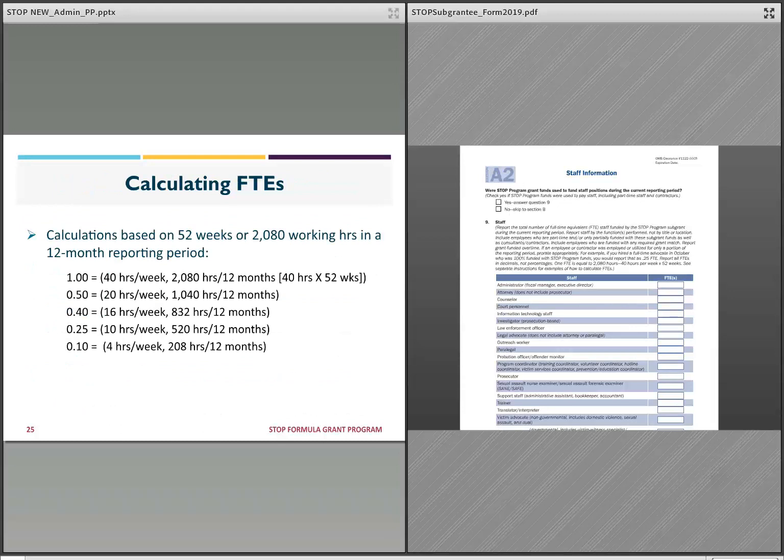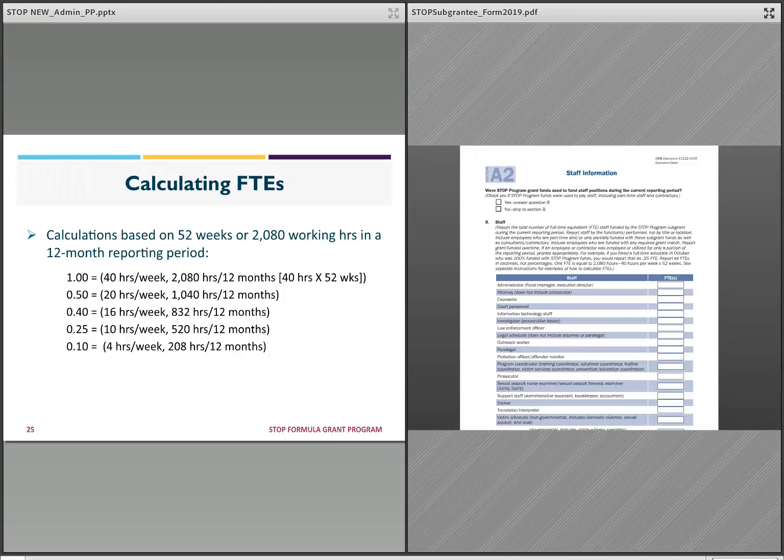Here's a handy cheat sheet for calculating FTEs. As I said, the calculation should be based on the entire year, or 52 weeks, or the 2,080 working hours in the 12-month reporting period. So if you're trying to help a subgrantee figure out how their FTEs should be reported, or you're checking their progress report after it's been submitted to you, if you have either the total number of hours worked in a week or the total number of hours worked across the entire year, it's very easy to calculate the amount the FTE should be represented as.